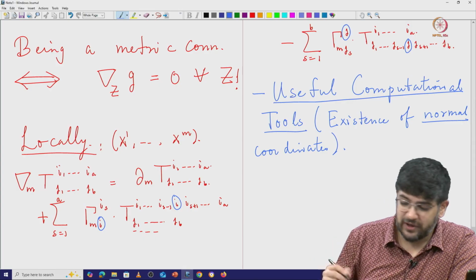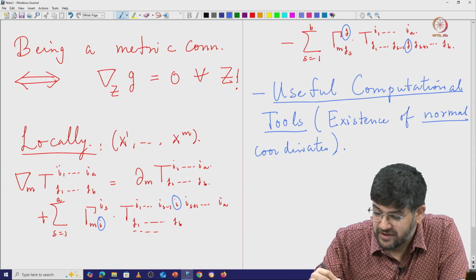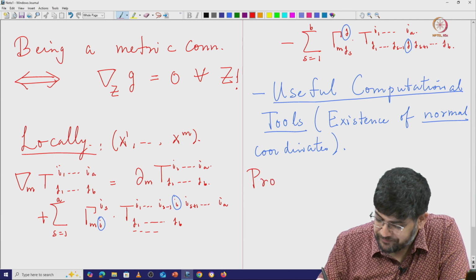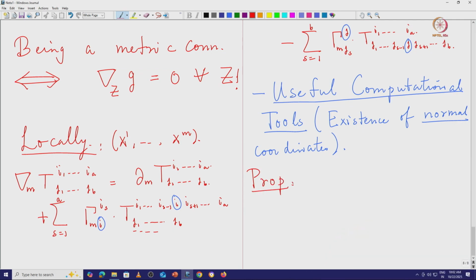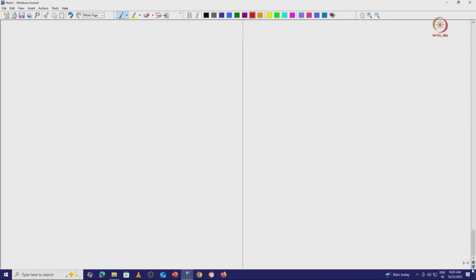This will make a lot of our calculations much simpler. So here's the proposition. For any point P, there exist coordinates centered at P. That just means that all the xi's are 0 at P, such that the following happens.